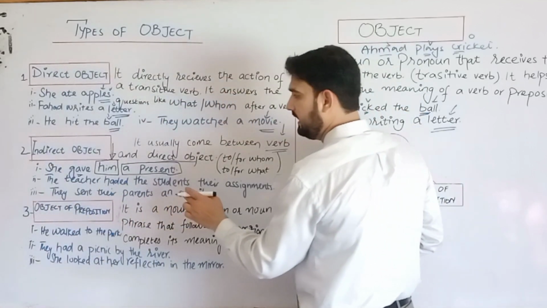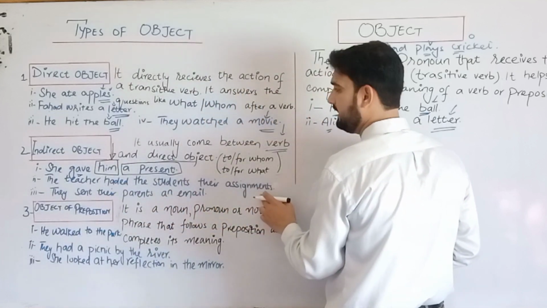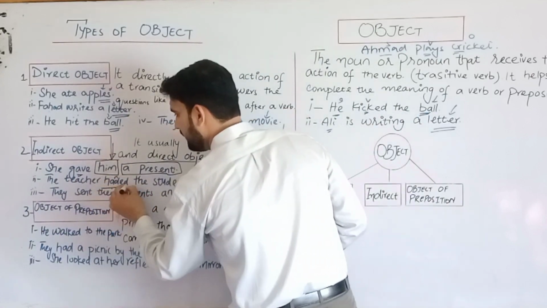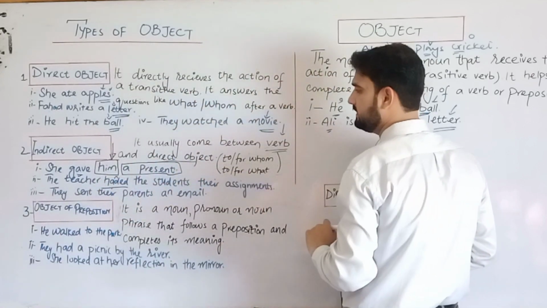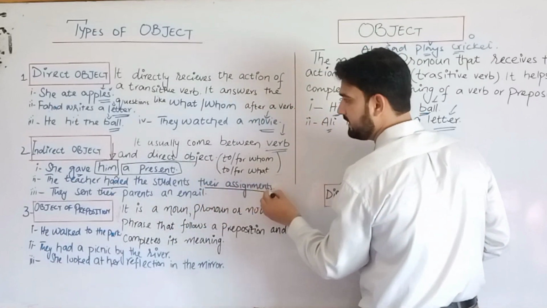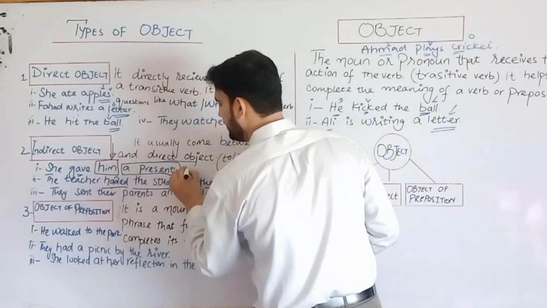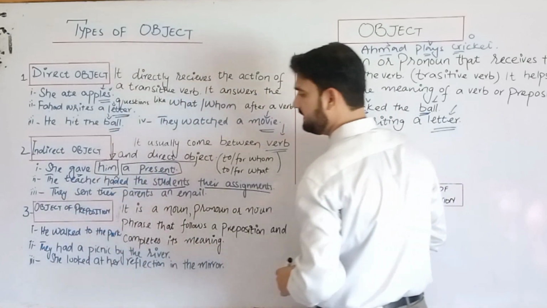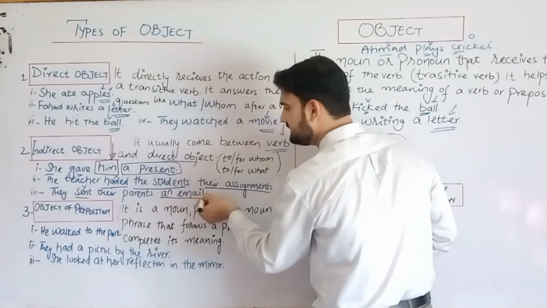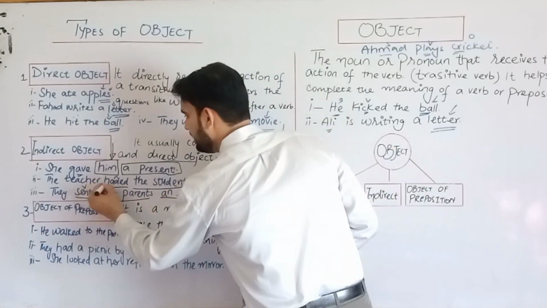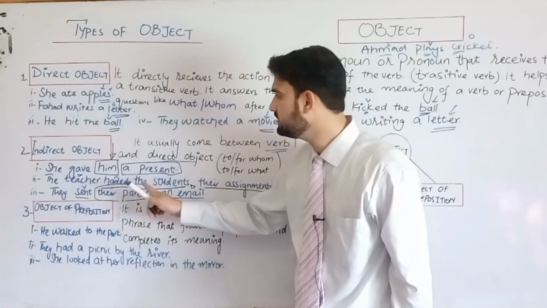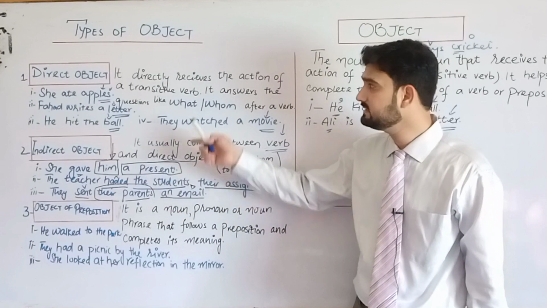The teacher handed the student their assignment. Handed is the verb there. What did he give? Their assignment. So the student here is the indirect object. They sent their parents an email. Sent is the verb. They sent an email, that is the direct object. So their parents here is an indirect object. So their parents, the student, him are indirect objects in this scenario.